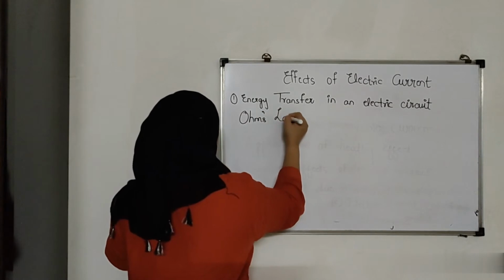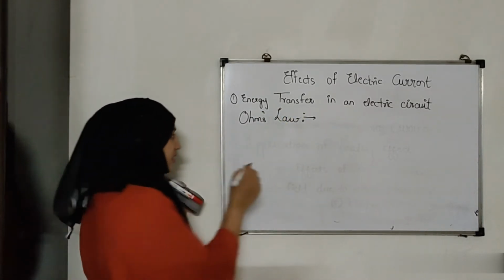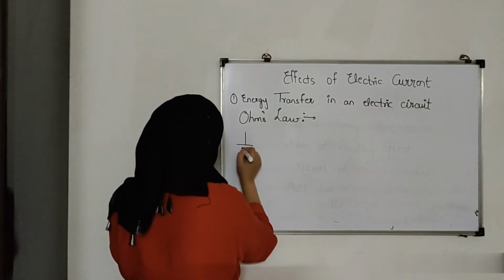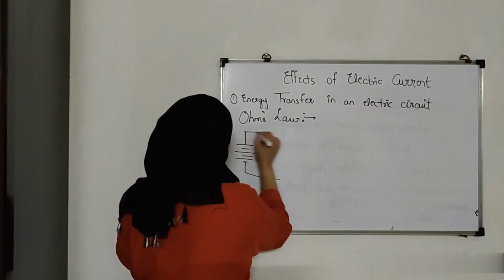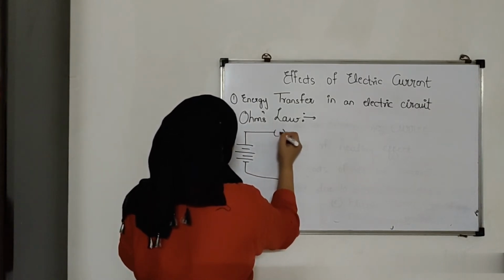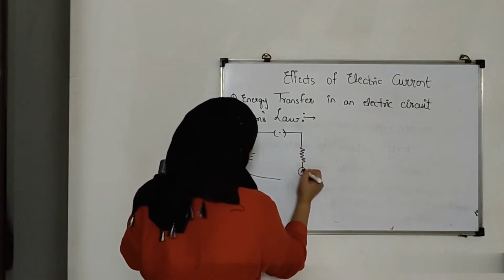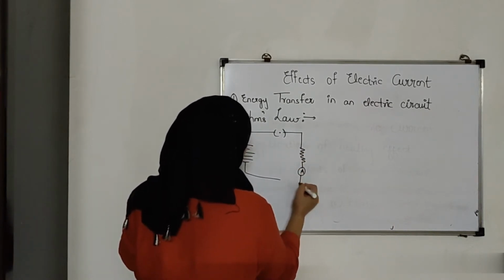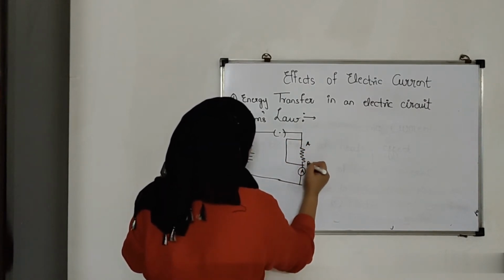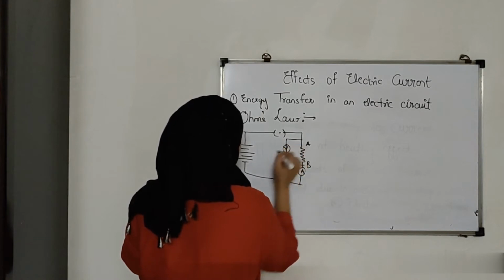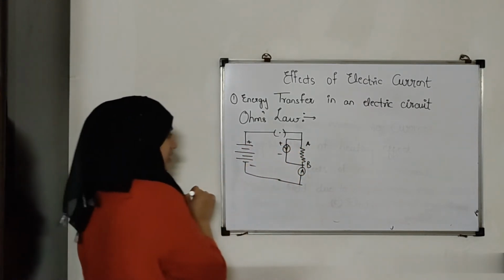What does our Ohm's law tell us? See, a very basic circuit we are going to consider, right? This is suppose my cell. This is my plug. This is my resistance and meter I am considering. And now I am attaching a potential V across it. This is plus, minus. Fine.